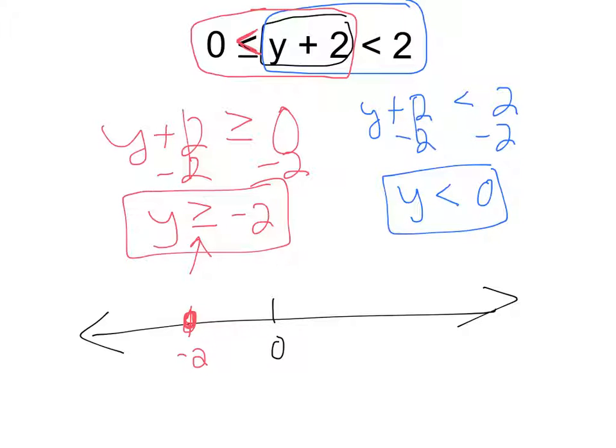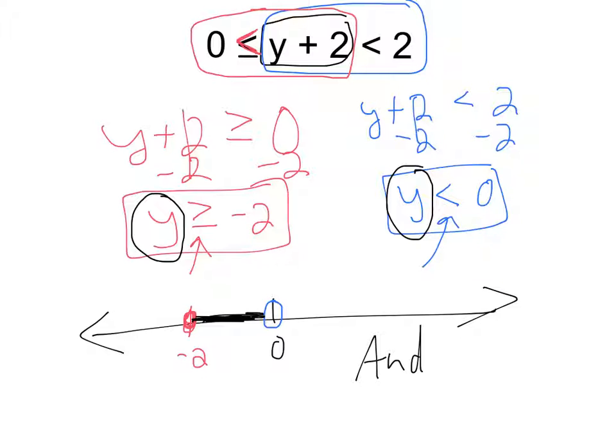Y is less than 0. That's an open circle on 0 because it's less than. Now we need to figure out where we're going to shade. Well, we want our number y to be bigger than or equal to -2. So that means I'm starting to shade this way, to the right. Well, we also want that same number y to be less than 0. So I'm going to start shading left of 0. Well, where did you shade? You shaded towards each other. So this would be an example of an AND statement.